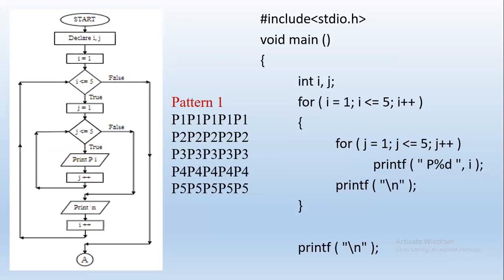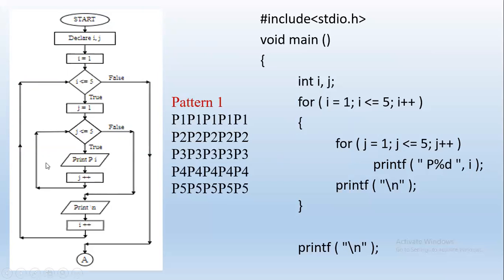Next step will be j equal to 1 and check j less than equal to 5. Is 1 less than equal to 5? Yes. If yes, then true. Print Pi. We know that i is printed because P1 is the row 1. P1 is printed 5 times, that is in row 1. So that is why we take the value of i. Then we have a new line, right?